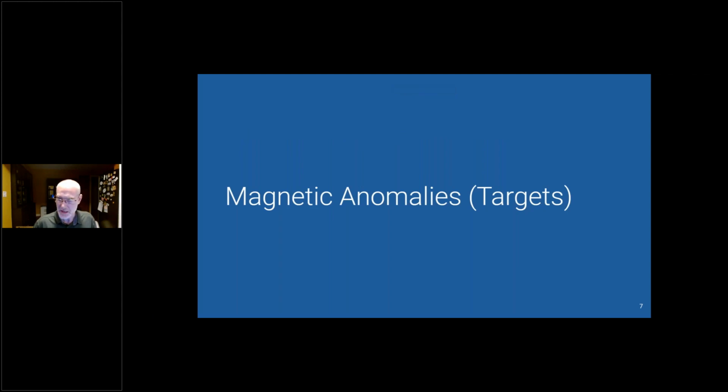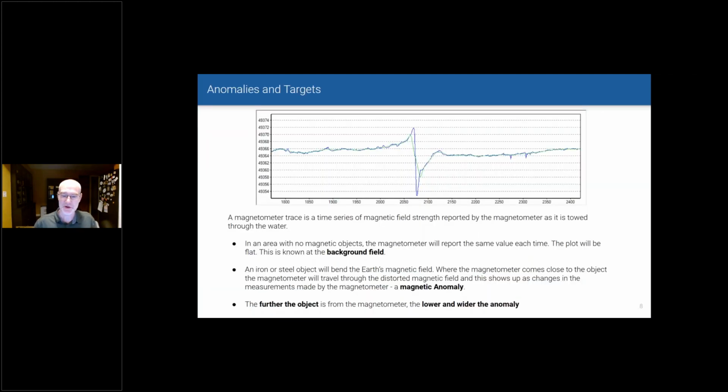Okay, so I want to talk a little bit about magnetic anomalies, kind of give you some useful information before we jump into the program. A magnetometer trace itself is a time series. I've got one displayed up here. And it's a time series of the magnetic field of the Earth that's been measured by a magnetometer as you tow this magnetometer through the field.